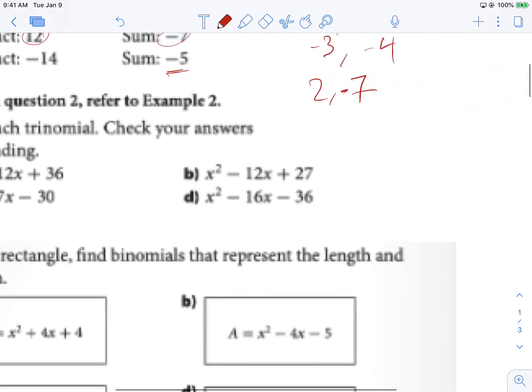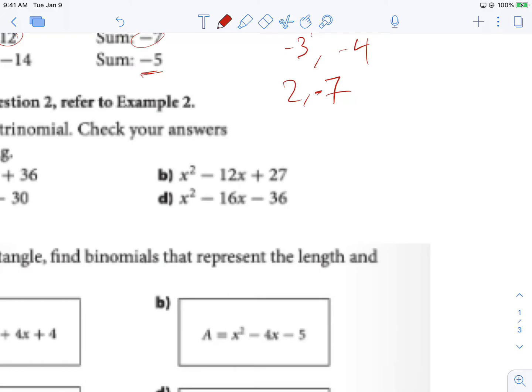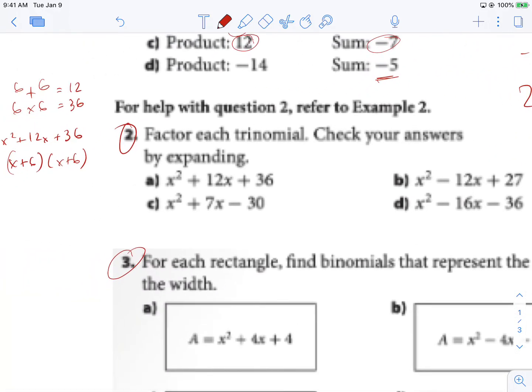Let's go to B. So here we have x squared minus 12x plus 27. So we've got to find two numbers that multiply to 27 and add up to negative 12. Okay, so what multiplies to 27? Well, definitely 9 and 3, but those don't add up to negative 12. They add up to positive 12. How do we fix that? Make them both negative, and you're good. So we have x minus 9, x minus 3.